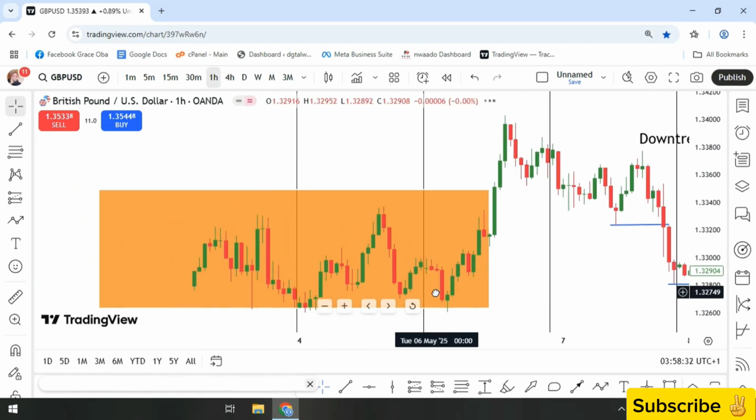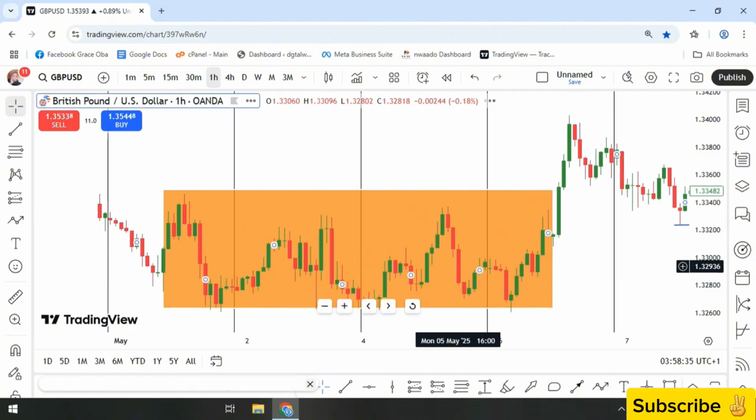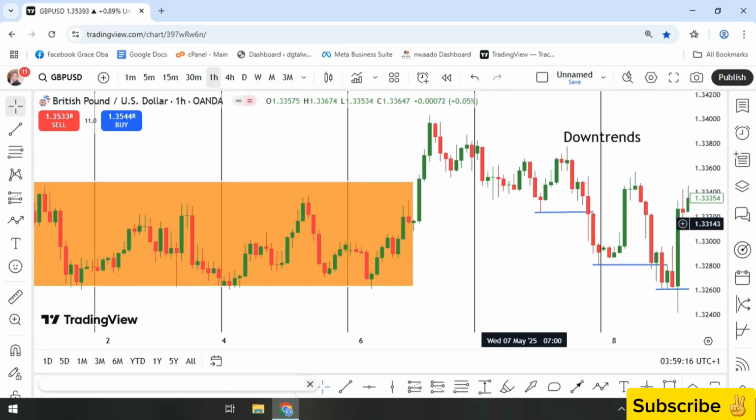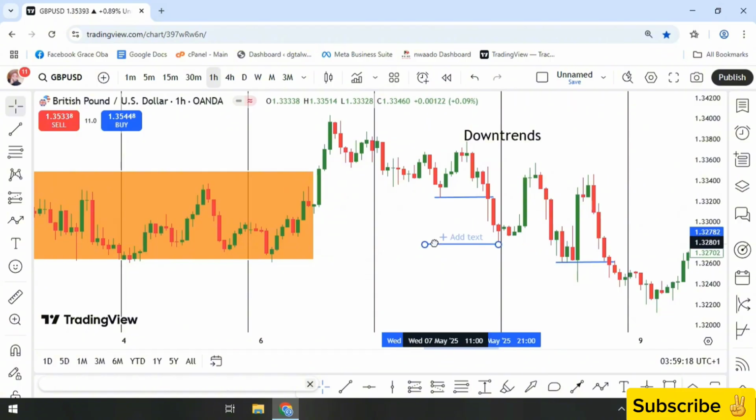For example, from here, using this example, as you can see, this market was consolidating in this zone. Then when it moves upward, it retraces back into this zone, then moves upward, retraces back, right? It was just continuing this movement until when it had a breakout. Then there was a reversal here, right? From this upward direction, there was a reversal down to this point, after which the market started a new direction in a downtrend, as you can see.